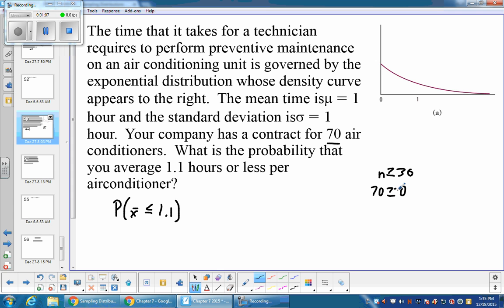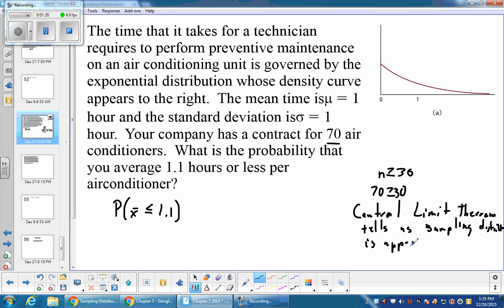So what we can do is we can just say central limit theorem tells us the sampling distribution is approximately normal. So now we have that. Now we know it's normal.